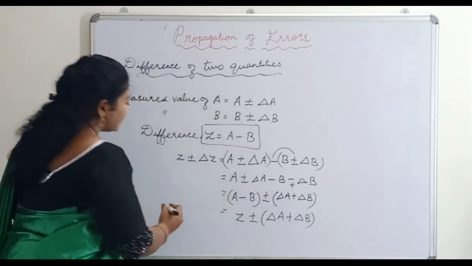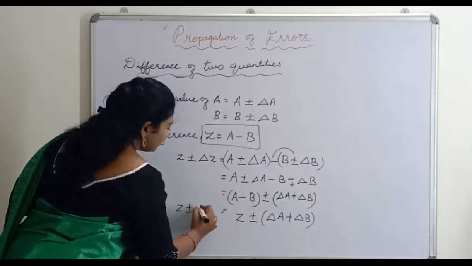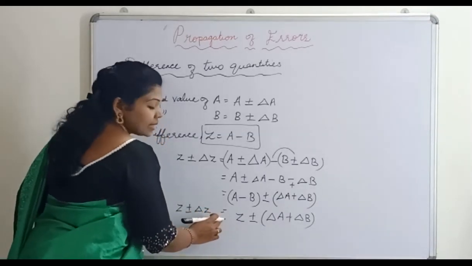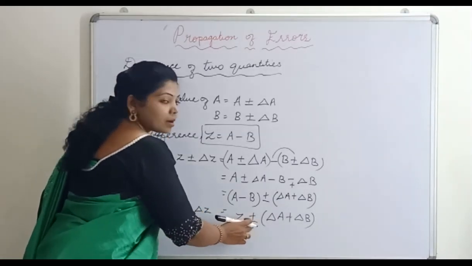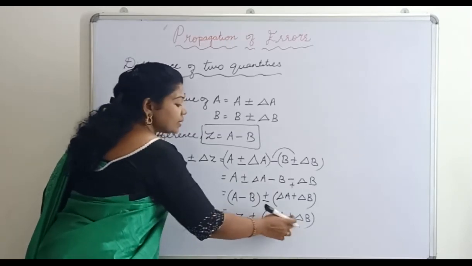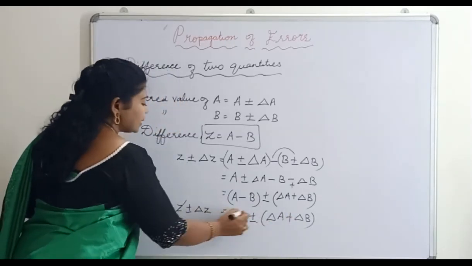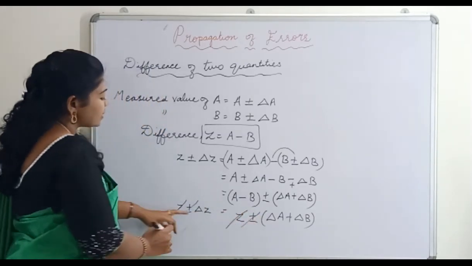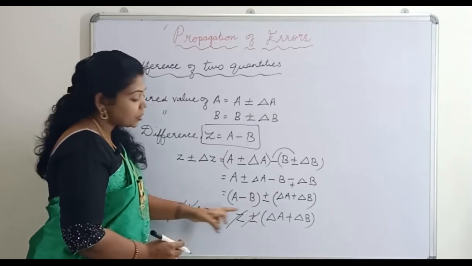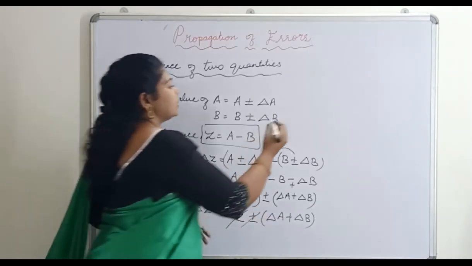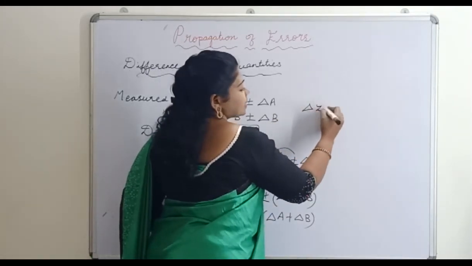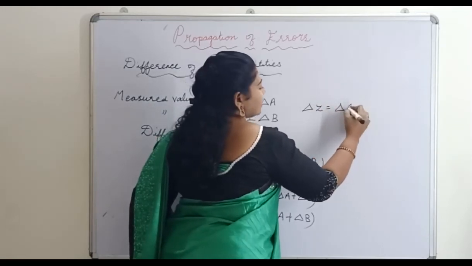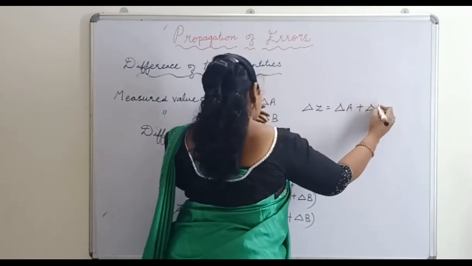So what is on the left side? Z plus or minus delta Z is equal to Z plus or minus delta A plus delta B. So here the Z gets cancelled, plus or minus also we can cancel. So what is the final result? Delta Z is equal to delta A plus delta B.